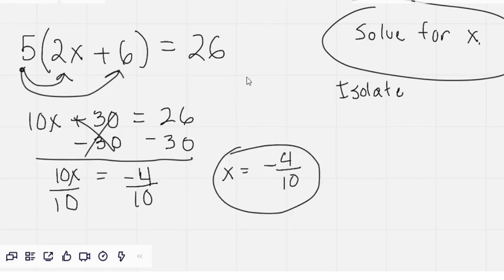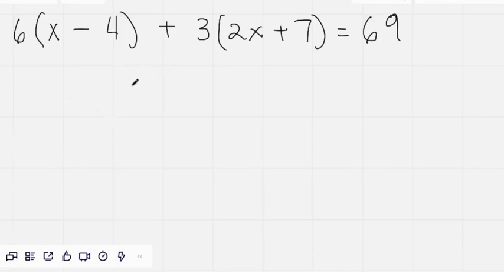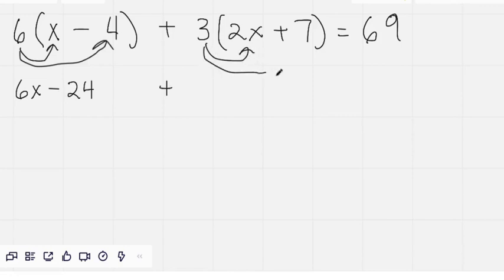So let's do another one. This one is very, very difficult, but it doesn't have to be. Take it step by step. The first thing to do is distribute. 6 goes over here. So 6 and x, that's 6x. 6 and 4, that's negative 24. Plus, distribute 3 times 2, that's 6, don't forget the x. Plus 3 times 7, that's 21. That equals 69.